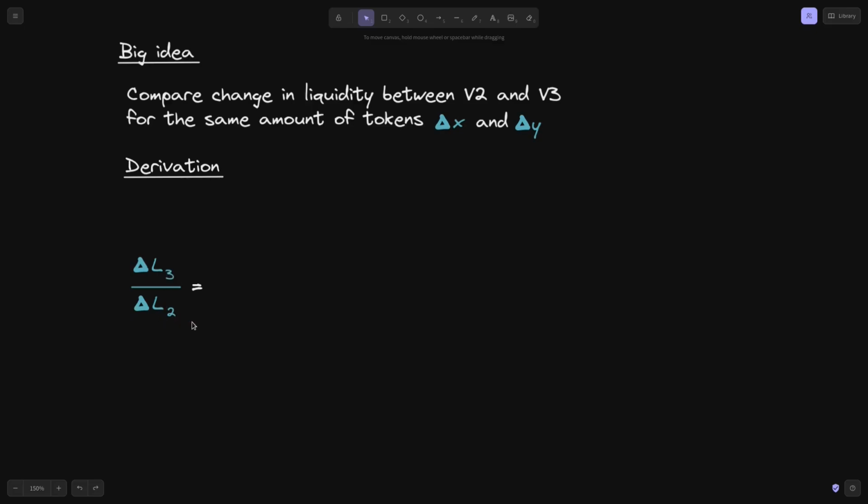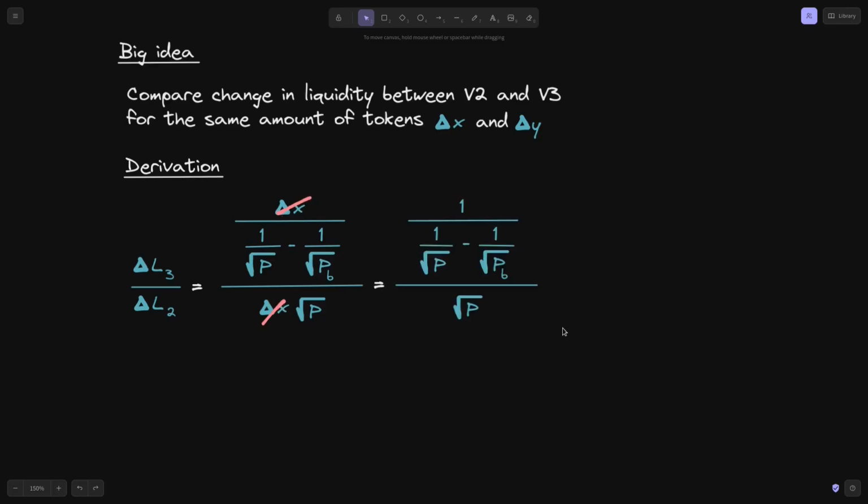This is equal to, the top part, delta L3 is equal to delta X over 1 over the square root of P minus 1 over the square root of P of B. How about the bottom? The bottom is equal to delta X times the square root of current price P. We can cancel out the two delta X's, the one on top and the one on bottom. Simplify the equation.